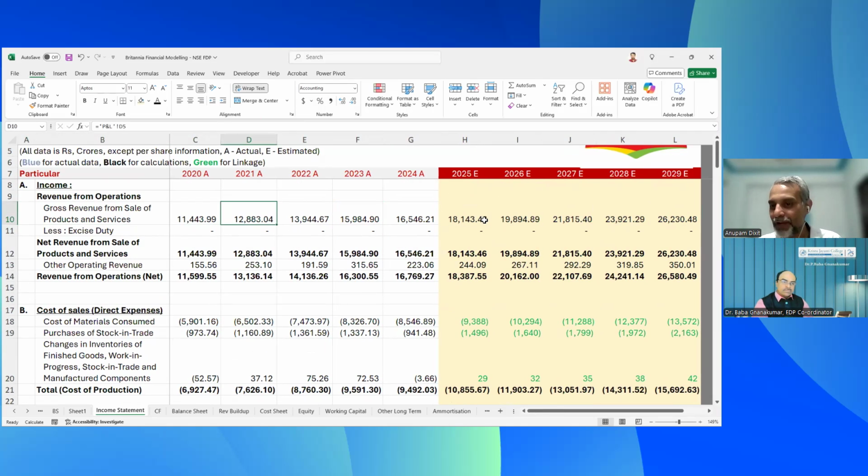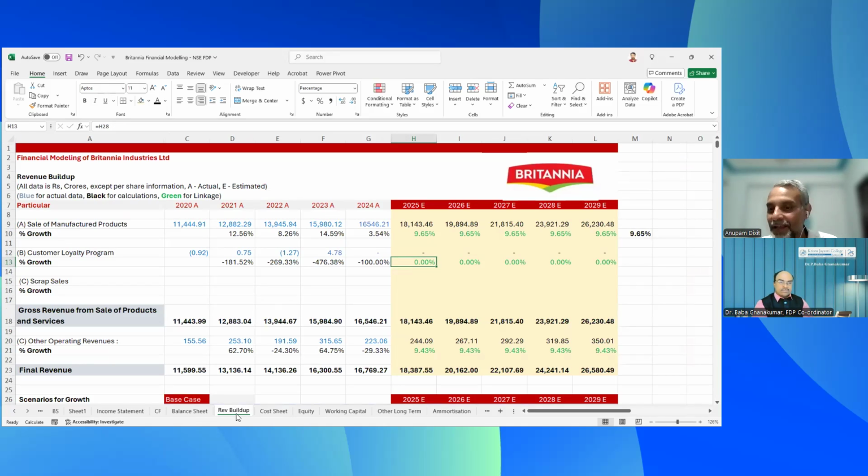For most of the line items, we have gone into a different sheet. For the sales, we have moved into a sheet called revenue buildup. In revenue buildup, all this data is coming from the company's published annual reports. So we have gone through the annual reports, taken out the specific values, hard-coded and inputted them in our worksheet, and then worked to calculate the next year's value.